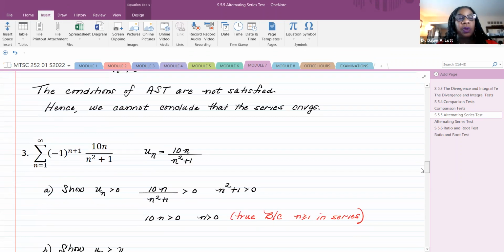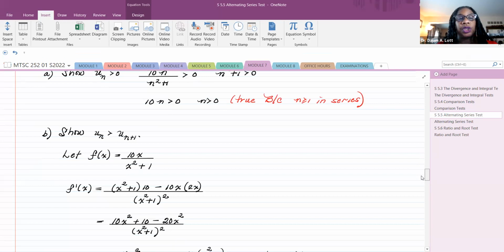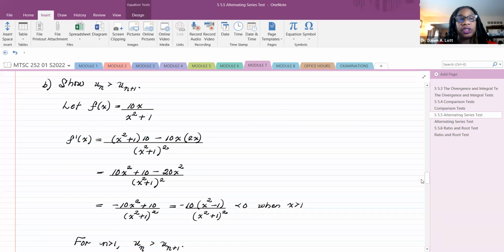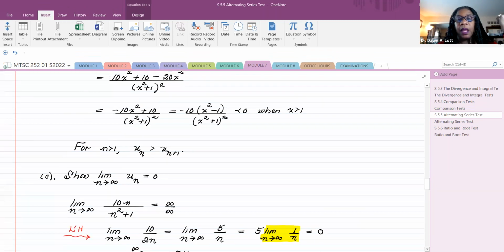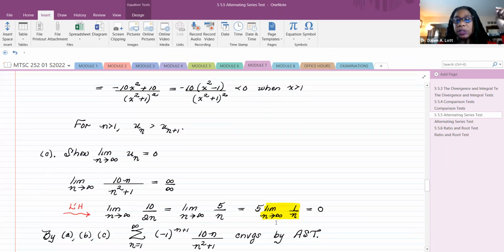And then this last one, we actually ended up writing a function, f of x, being 10x over x squared plus 1. We showed that it was a decreasing function, that is, f prime was less than 0. So it's a decreasing function, which meant the series was also decreasing. And then we showed that this limit went to 0.